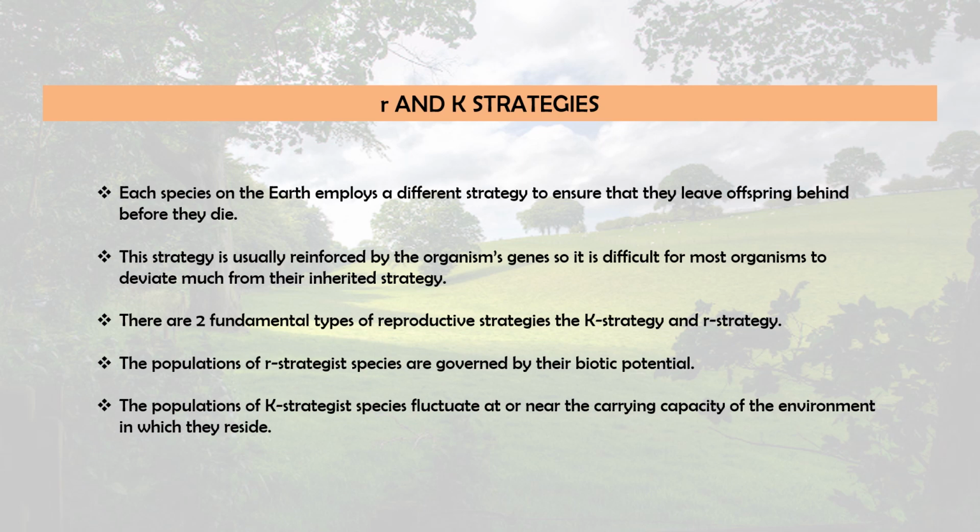So in the universe, actually, there are two fundamental types of reproductive strategies, that is K strategy and R strategy. And the populations of R strategy species are actually governed by their biotic potential, and the populations of K strategist species fluctuate at or near the carrying capacity of the environment in which they reside.